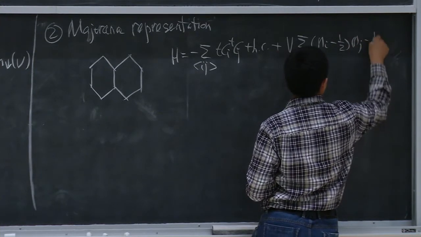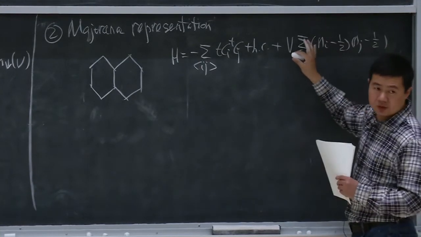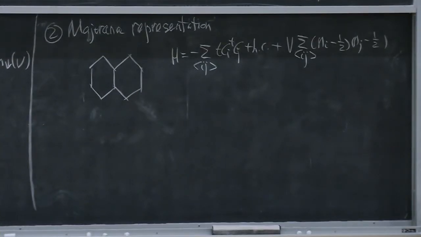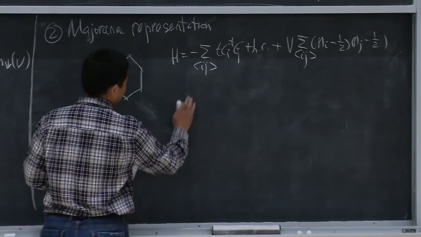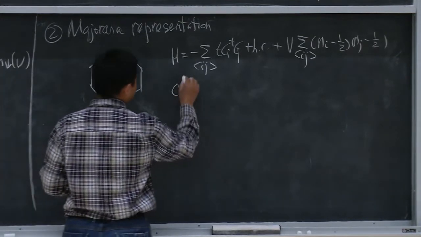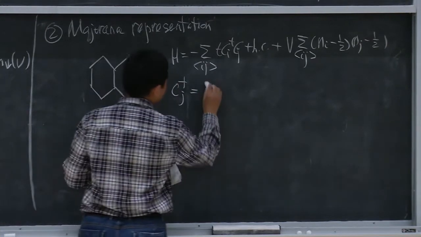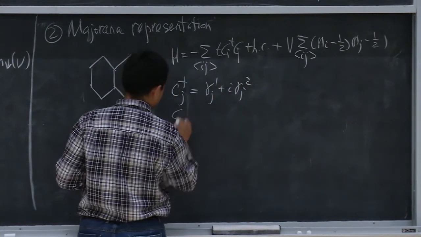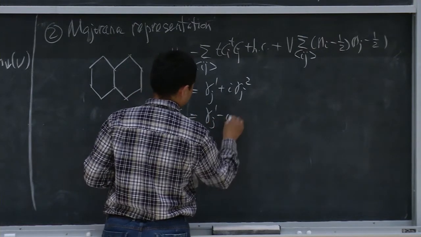So I write it this way: (n_i - 1/2)(n_j - 1/2), such that the system actually is at half-filling. So again, there's still some requirement to be sign problem free. Okay. And for this kind of spinless fermion, we can use Majorana fermions to represent complex fermions. For each complex fermion, we can introduce two-component Majorana fermions. Okay, it's like a real and imaginary part of the complex fermion.